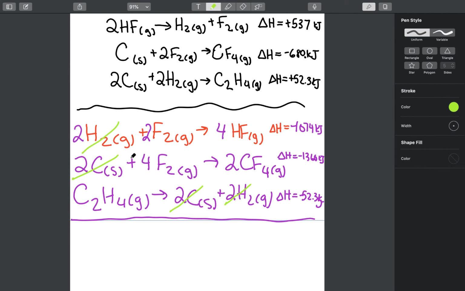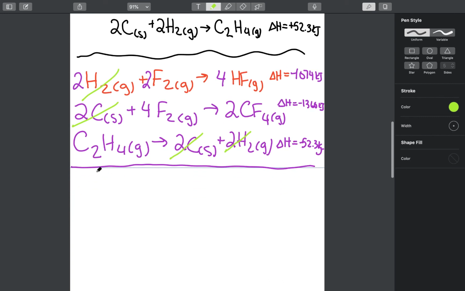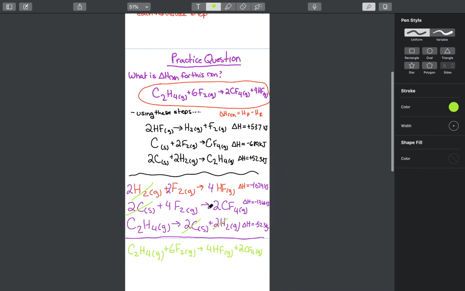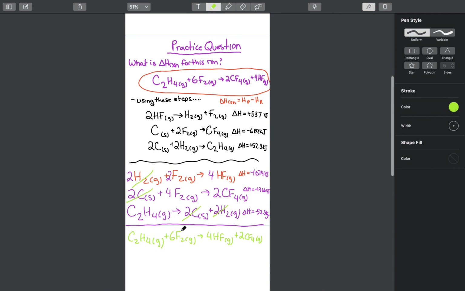So what we do now is we add all of these reactions together. So let's do that. So we have C2H4, one of those. We have two F2s and four F2s, so we add those together. So plus 6 F2 gas, going to 4 HF gas, and 2 CF4 gas. And now let's make sure that this matches our equation above. So we have C2H4, C2H4, 6F2, 6F2, 2CF4, 2CF4, and 4HF, 4HF. So we did it correctly.